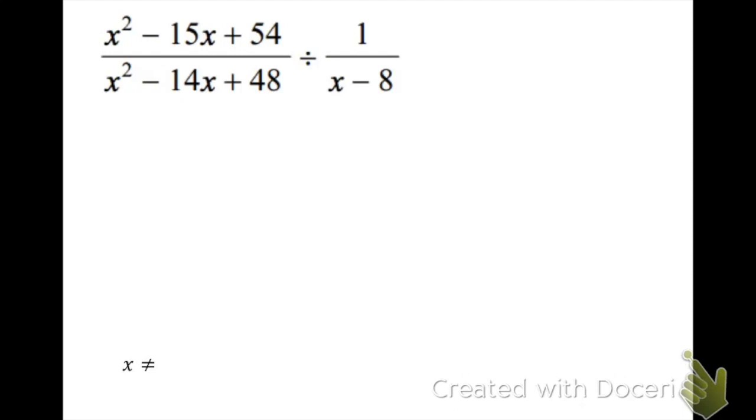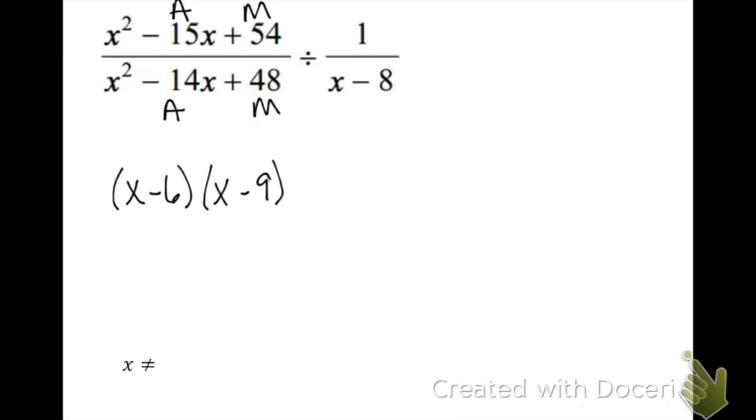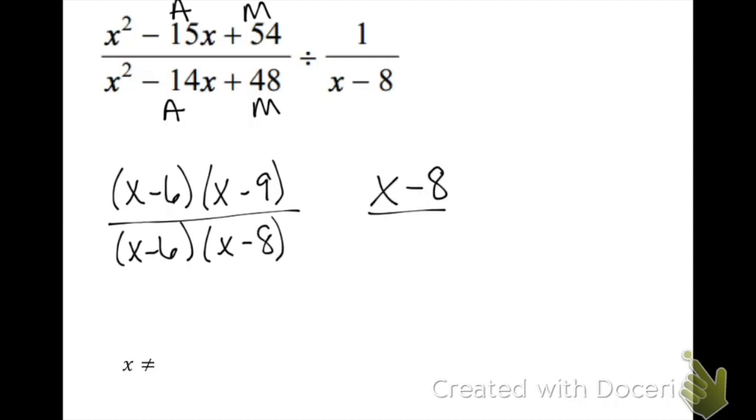Okay, we're going to divide again, so we're going to keep, flip, change. We're going to keep the first fraction, but I'm going to go ahead and factor it while I rewrite it. So the top one multiplies to 54 and adds to negative 15. That would be x minus 6 and x minus 9 over, multiplies to 48 and adds to negative 14. I believe that'd be 6 and 8. So let's see, x minus 6 and x minus 8. Flip the next one, so I have x minus 8 over 1 now, and change to multiply.